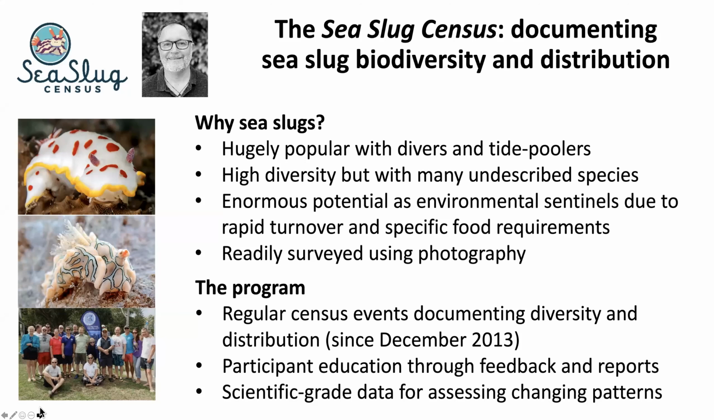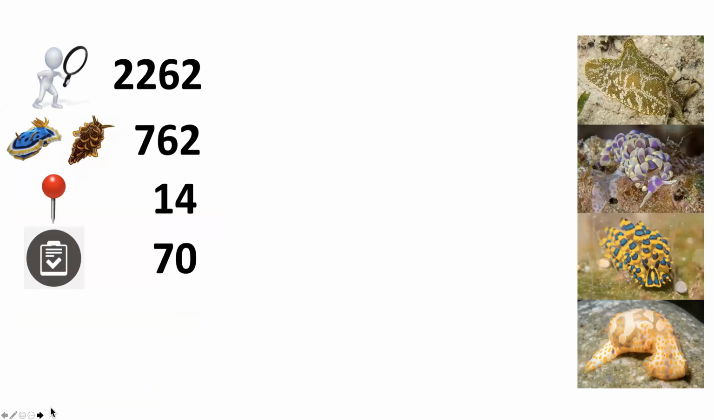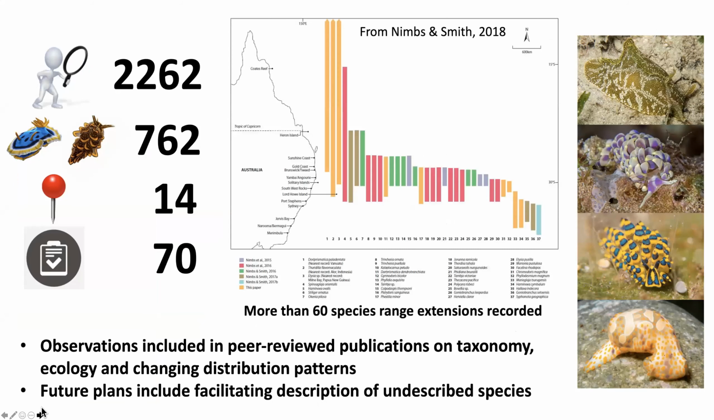And so if you're surveying nudibranchs, you're not only surveying nudibranchs, but you're actually getting information that can be used in climate change and other environmental issues in the marine environment. So it's a really important thing. So we have here, sorry, one of those silly slides he made up, but over 2,000 people involved, and we've recorded so far 762 species from 14 different sites.